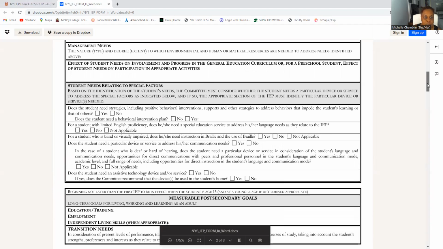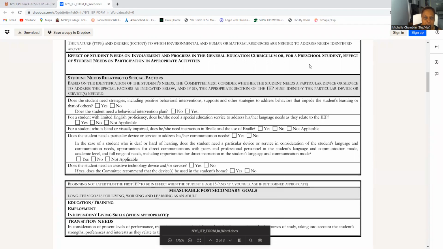Okay. So the next part of the IEP is effects of student needs on involvement and progress in the general education curriculum, or for a preschool student, effects of student needs on participating in appropriate activities. So here you make a statement about how the needs above affect the involvement in general education.